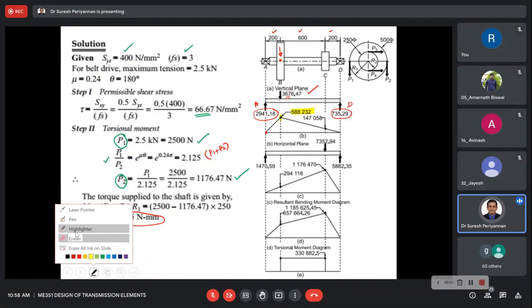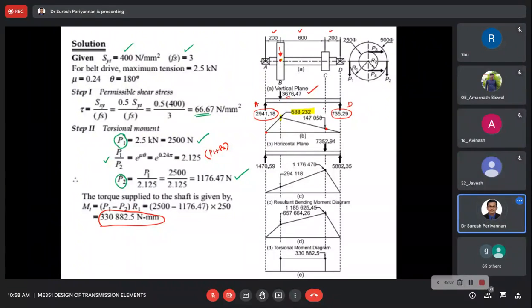For this problem only, I am going to tell; the remaining problems you have to do. Now, similarly, what is the bending moment at this place? The load is here: 3676.4 into 600, minus 2941 into 800, since this load is 800 away. Then you can find the bending moment here. Obviously at the support, the bending moment is zero. This is the bending moment with respect to vertical load.